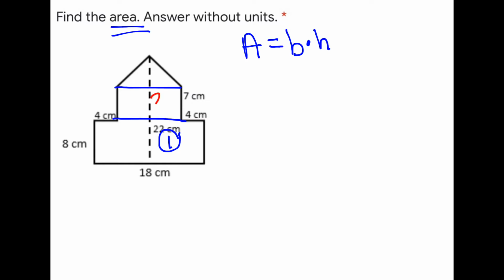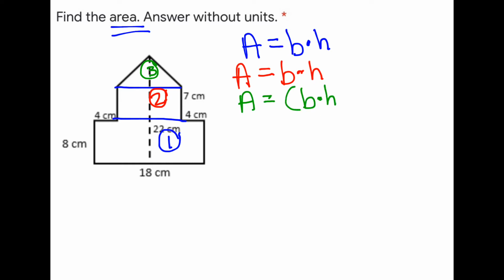And then we need to find the area of rectangle 2. And the area of a rectangle obviously is base times height. And then we're going to need to find our area of our triangle. And the area of a triangle is our base times our height divided by 2. And then we need to take and get our total area.